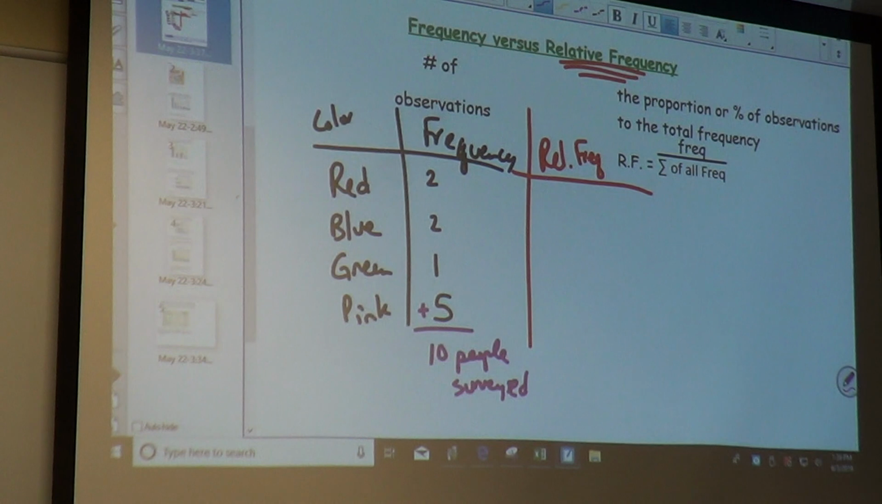How many people like red out of everybody that I asked? How many people like red? Out of how many people did I ask? So my relative frequency is going to be 2 out of 10, or we can say 1/5. That would be the fraction answer. How do I turn that into a decimal?